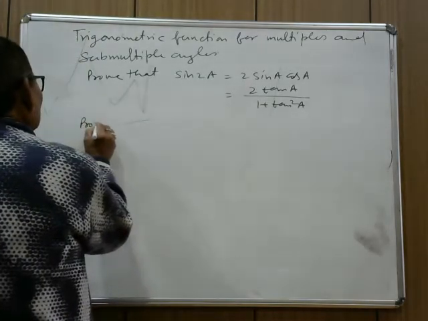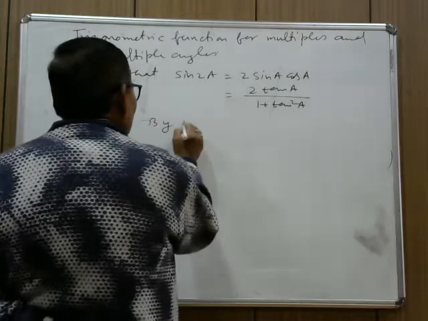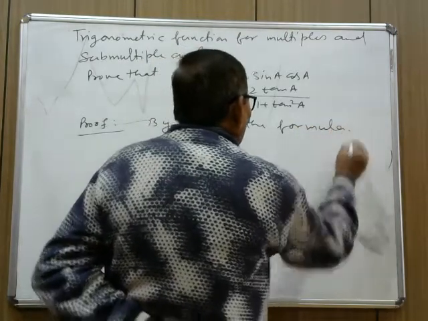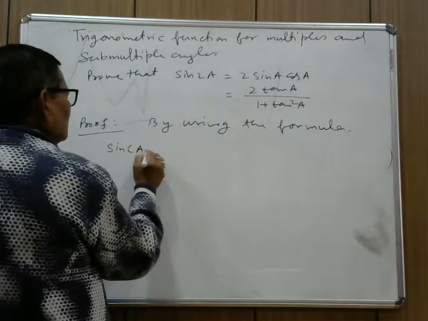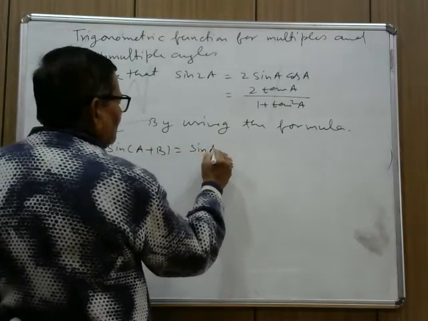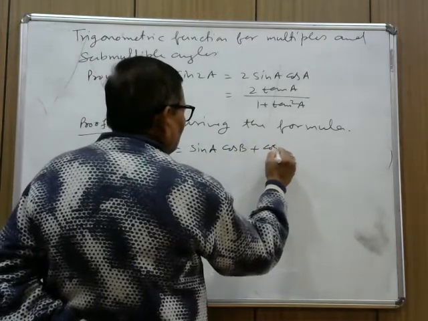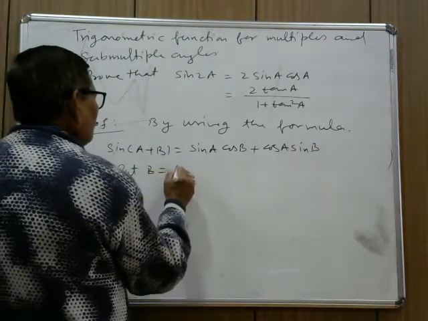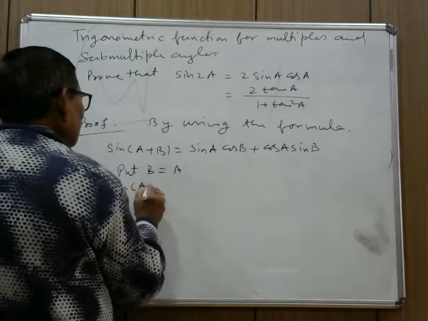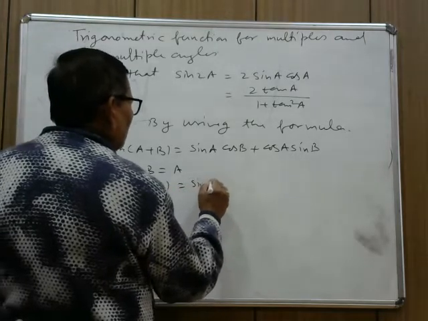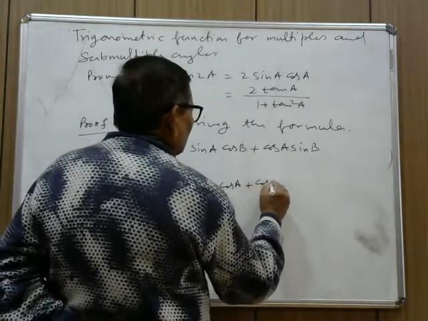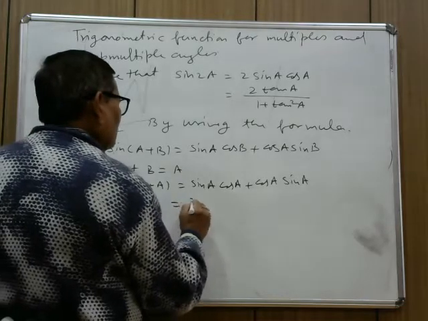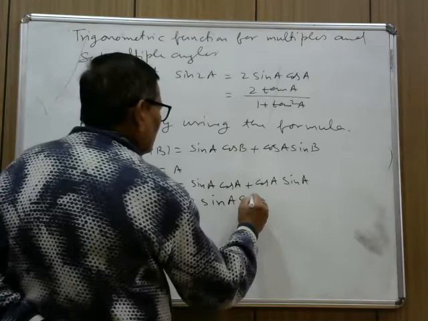Proof: by using the formula sine of A plus B, that is equal to sine A cos B plus cos A sine B. Put B equals A. So you will get sine of A plus A, that is equal to sine A cos A plus cos A sine A. That is sine 2A equal to 2 sine A cos A.